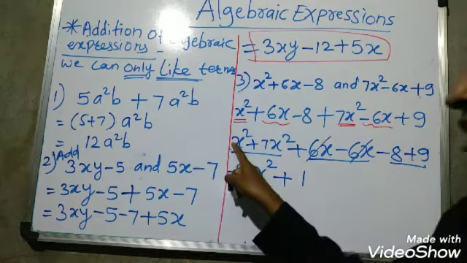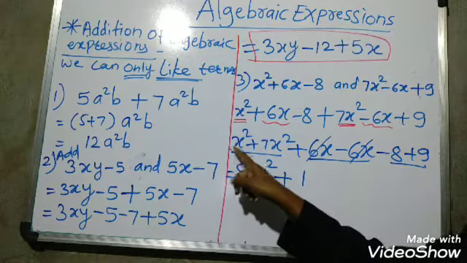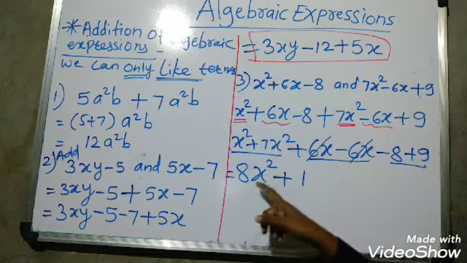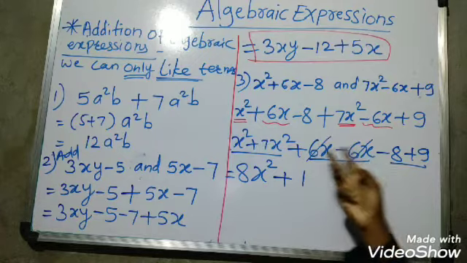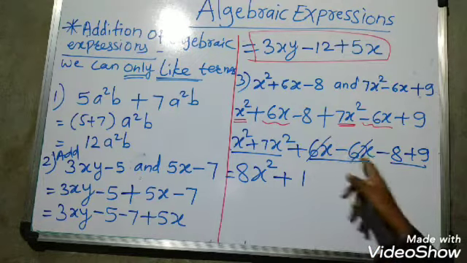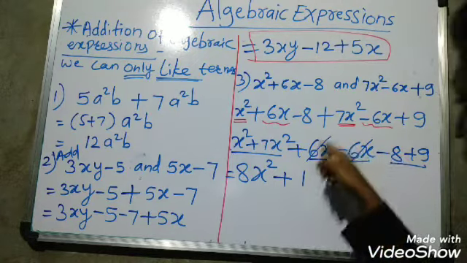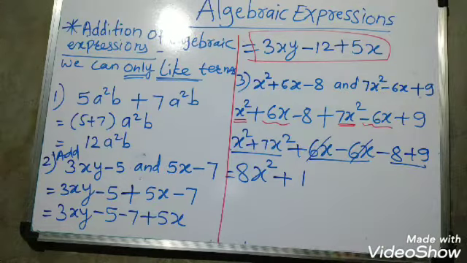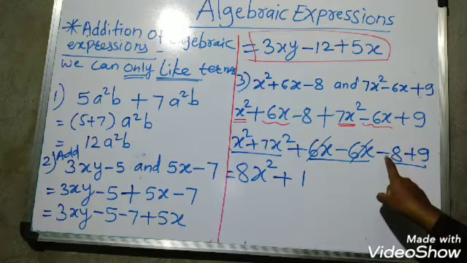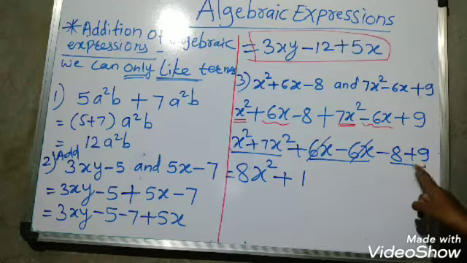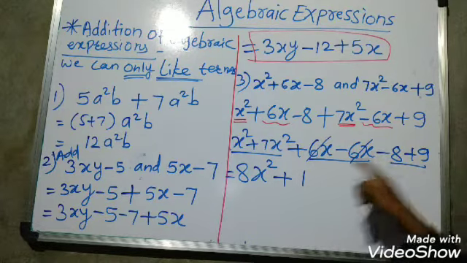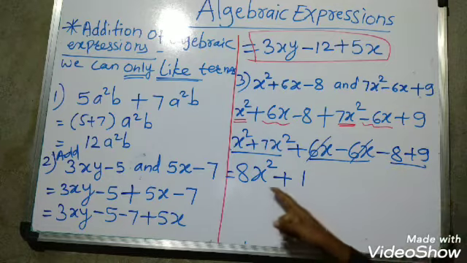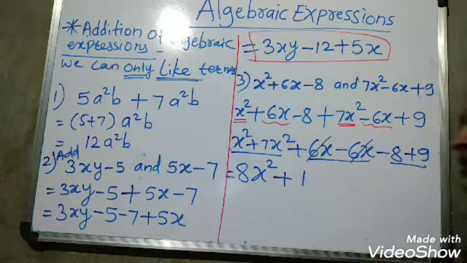Now if nothing is there, it means 1. So x square plus 7x square is 8x square. Now plus 6x minus 6x, both have opposite signs, so their addition should be 0. So no need to write, you can cut that. It means their addition will be 0. And minus 8 plus 9, here also subtraction because of different sign. So 9 minus 8 is 1, and the big number's sign, plus 1. So the answer is 8x square plus 1.